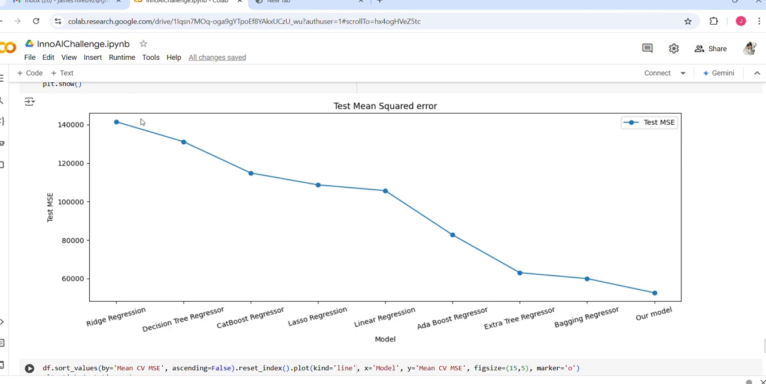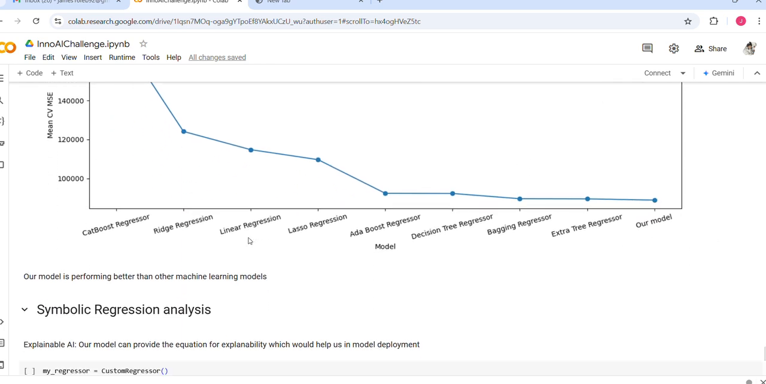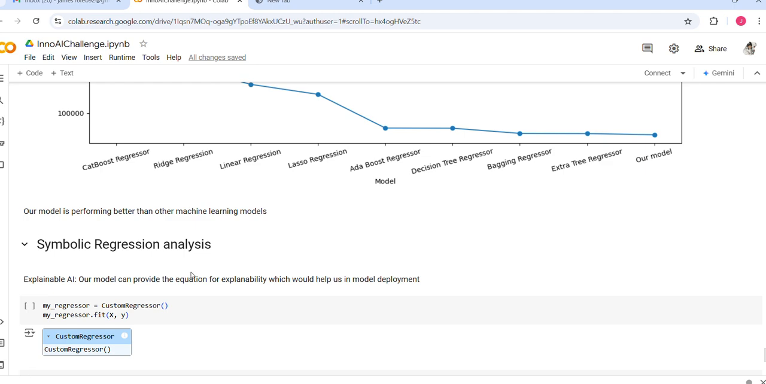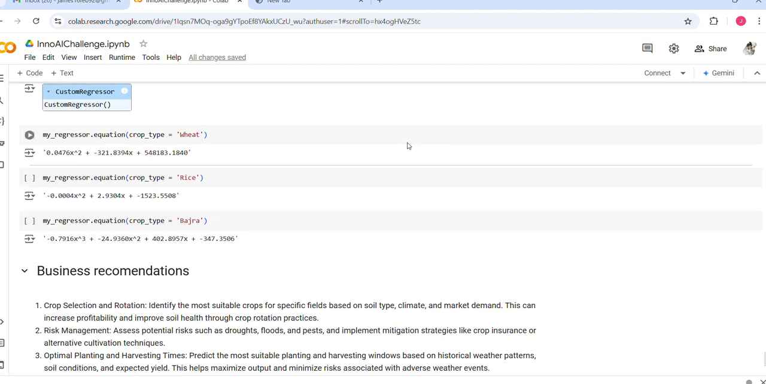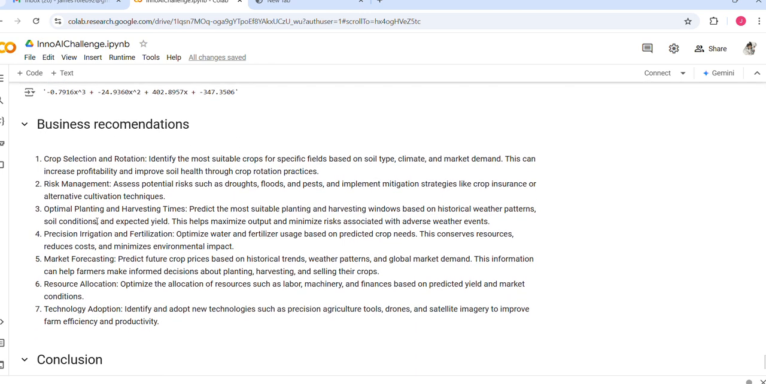As you can see, compared to all the other machine learning models, our model is performing way better than the other models. So that's an interesting thing for us to remember. And we can also extract the equation of the curve so that our model can be expressed in an explainable way. And now we can look at the business recommendations.